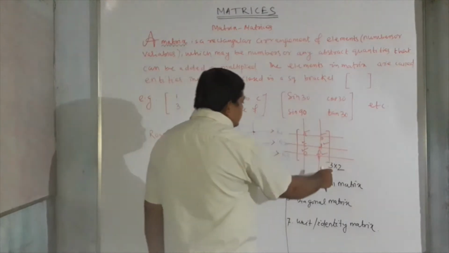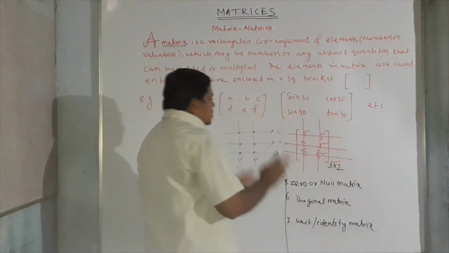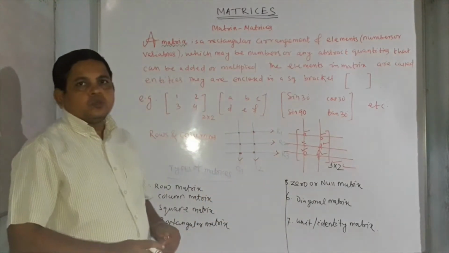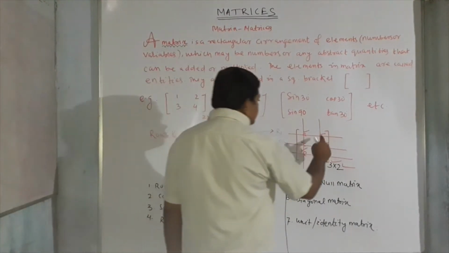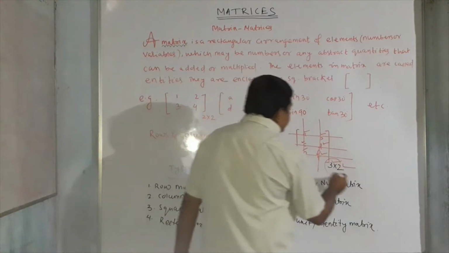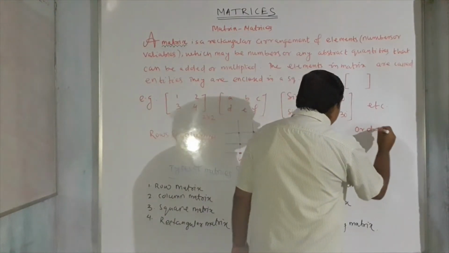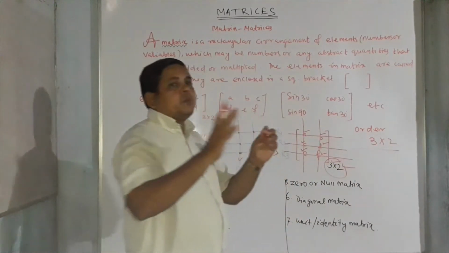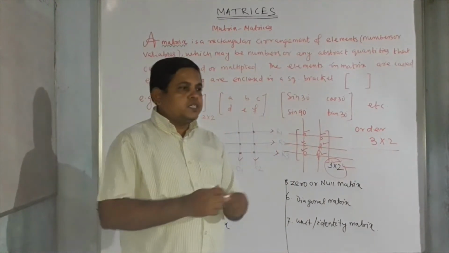That's why first you write how many rows? Here 3 rows. How many columns? 2 columns. So it is 3 by 2. Therefore, the number of rows and number of columns being 3 and 2, the order of the matrix you can write as 3 by 2. Don't read it as multiplied. We just read it as 3 by 2.